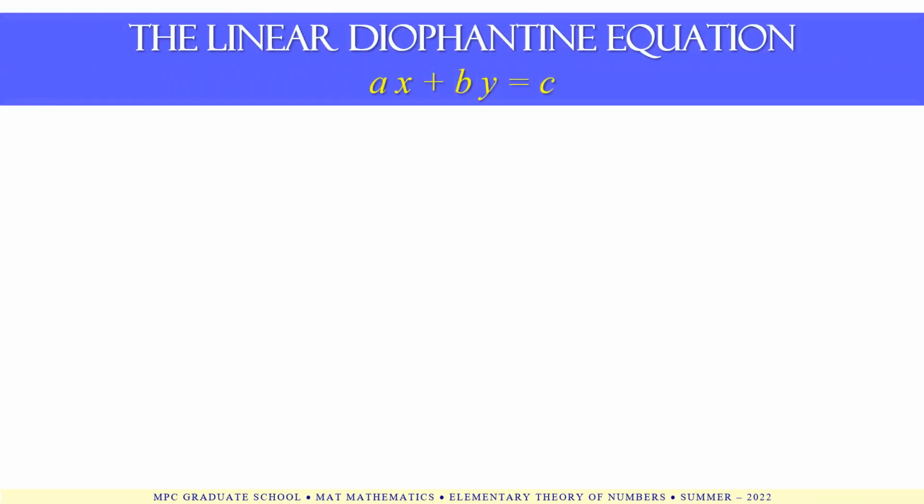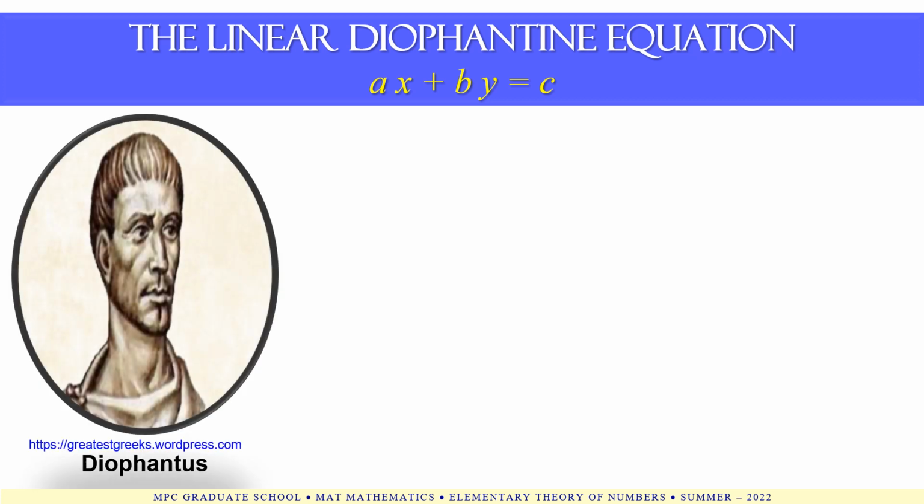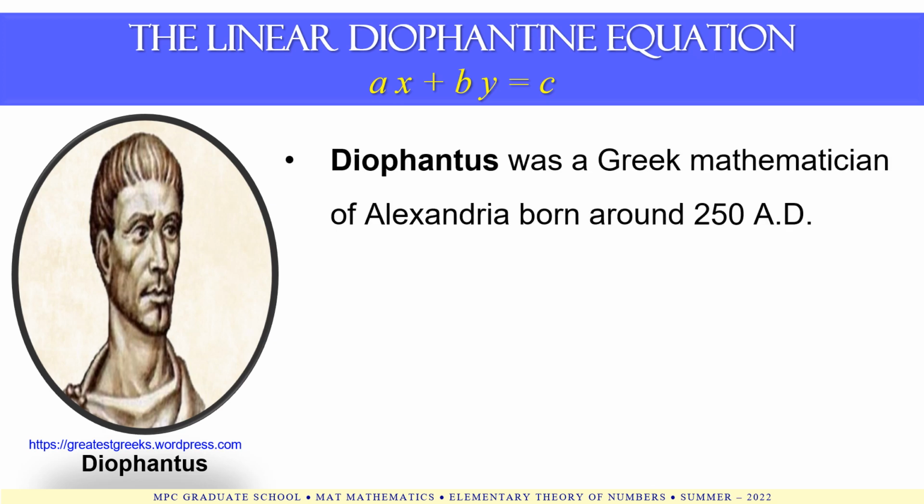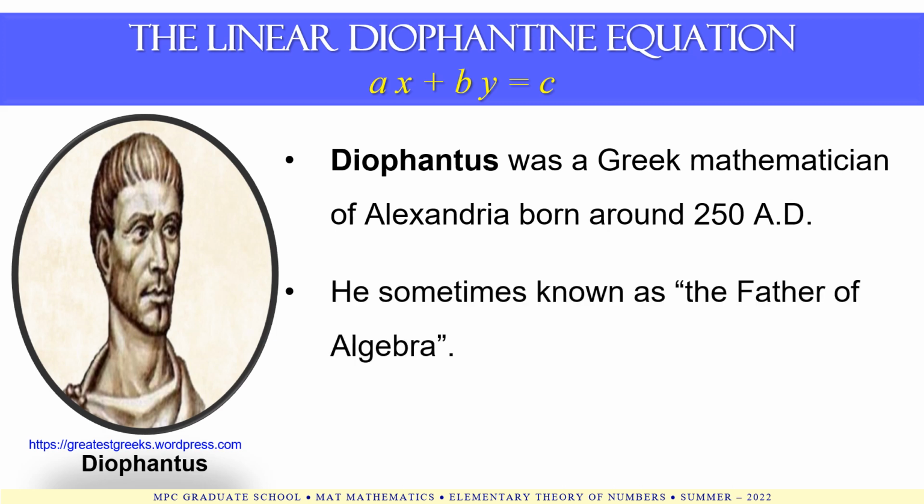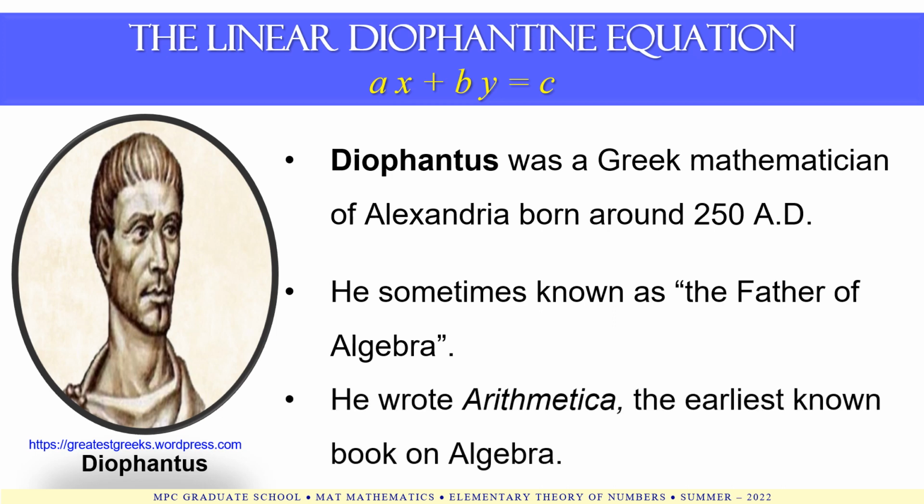The linear Diophantine equation ax plus by equals c was named after the Greek mathematician Diophantus. Almost nothing is known about Diophantus, other than that he lived in Alexandria around 250 AD. He's sometimes known as the father of algebra, as he wrote Arithmetica, which is the earliest known book on algebra. It contains the first systematic use of mathematical notation to represent unknowns in equations and powers of these unknowns.